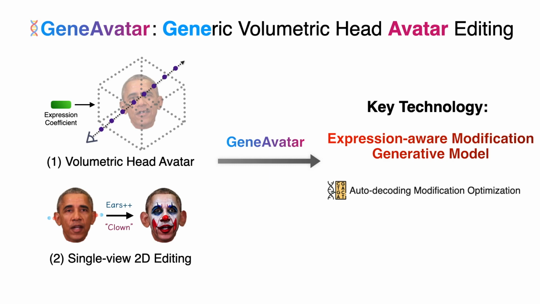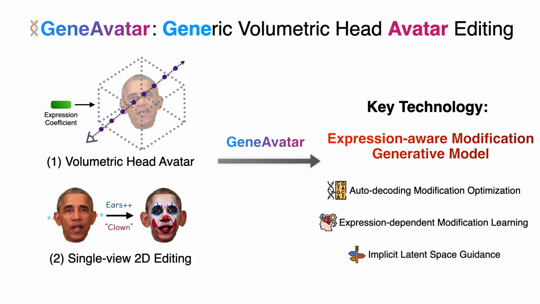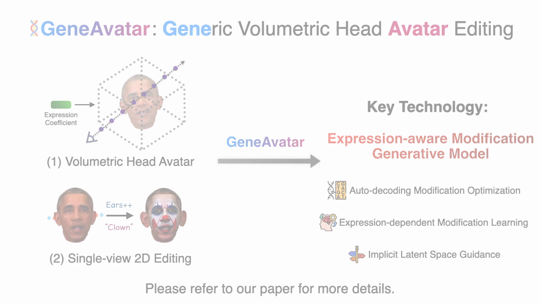We also propose the auto-decoding modification optimization to lift the 2D editing effect to 3D, the expression-dependent modification learning to address the issue of insufficient real training data, and the implicit latent space guidance to enhance the training convergence. Please refer to our paper for more details.